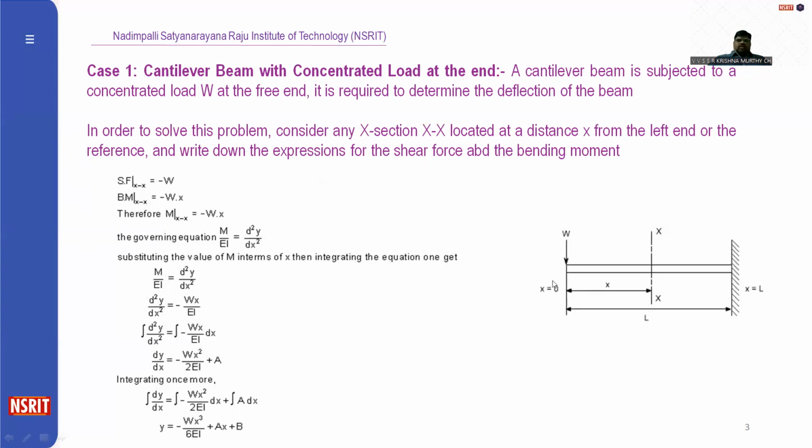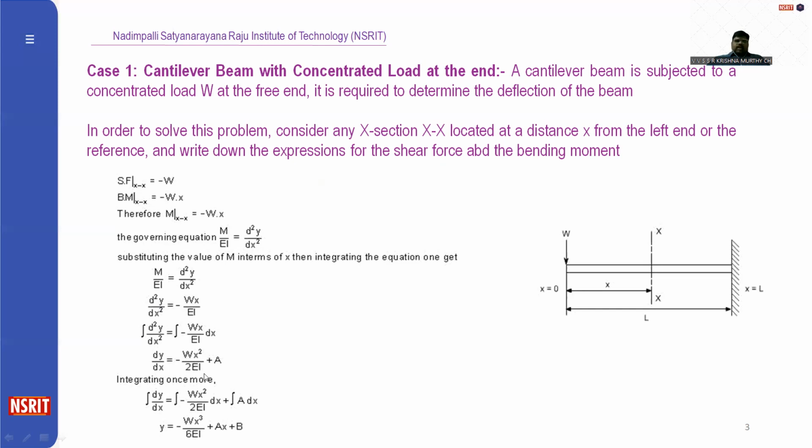We all know the shear force at point X is minus W, and the bending moment will be the load into the perpendicular distance, minus W into X. Therefore the bending moment M of X is minus W X. We all know the governing equation M by EI is equal to d square y by dx square. Substituting M, d square y by dx square is equal to minus W X by EI.